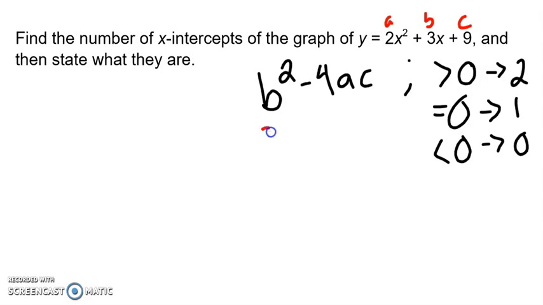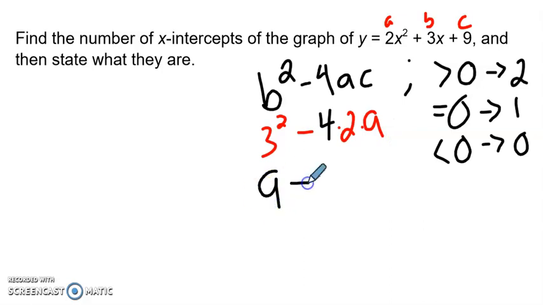It's going to be b squared, so it's 3 squared minus 4 times a times c. So we simplify down. 3 squared is 9 minus 4 times 2 is going to give us 8. 8 times 9 is going to be 72. So we now see that we have 9 minus 72, we get negative 63.